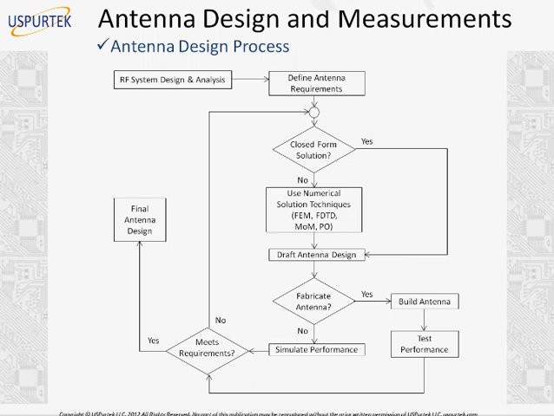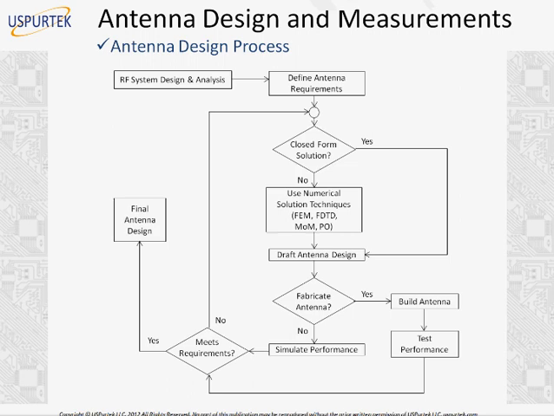Now, if there is a closed form solution available, we just make a draft antenna design. The draft antenna design is first the design on paper or on your computer by using one of the CAD tools. After that, we can again decide: do we really want to fabricate this antenna? If the cost of fabrication is not too high, we may even fabricate the antenna and then test its performance. And if it meets our requirements, then the antenna design is final. Otherwise, we may have to rebuild the antenna.